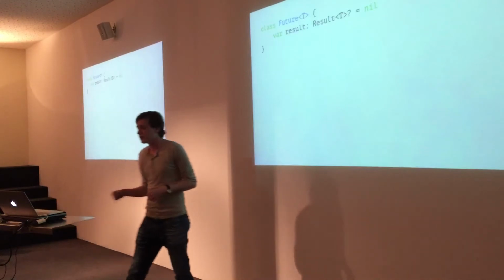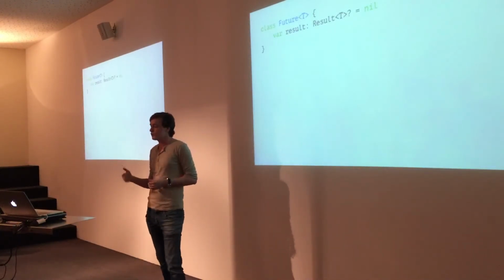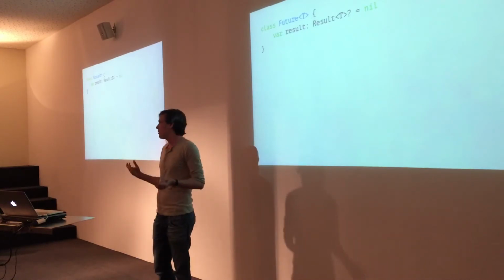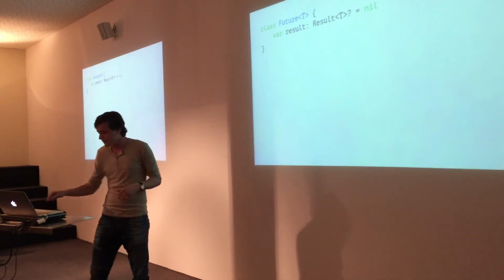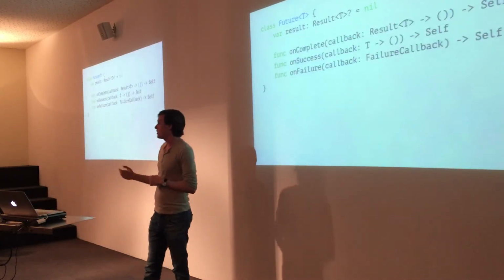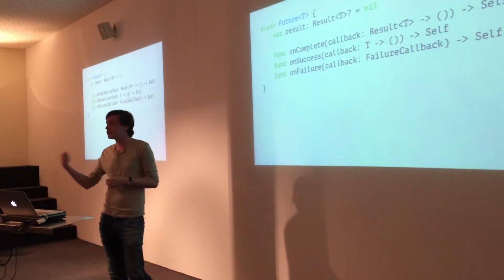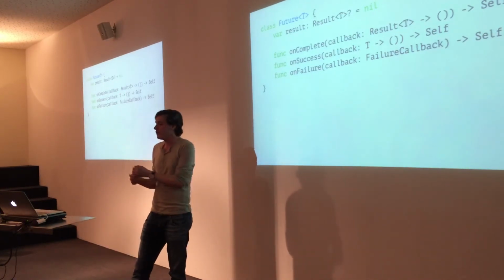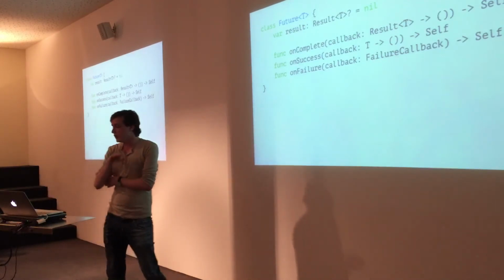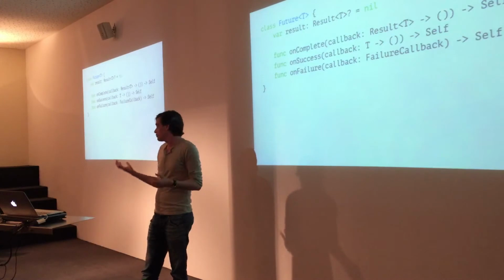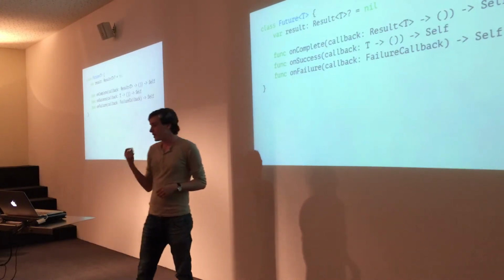Future is quite simple, quite similar to a result. It's actually a result from the future. So a future has a result or not. And a nice thing, the future will tell you when it has a result. So you get the future from somewhere, and then you can add yourself as a completion block, a success block, or a failure block. And then when you add yourself as a completion block, you get the result. You know how to work with results now, right? The success block will give you the actual value that's in there.